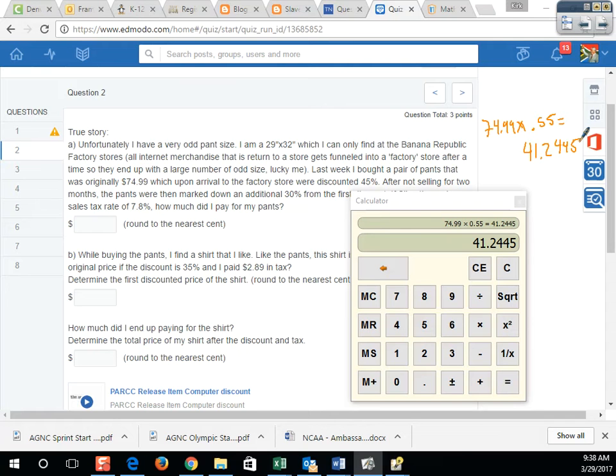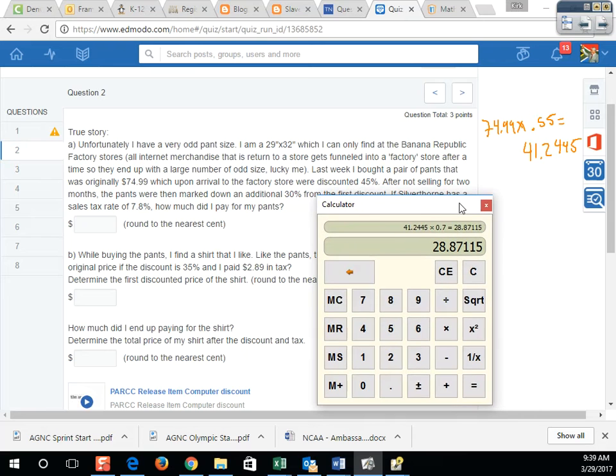So now I take that discounted price and I multiply it by 70%, because if I take 30% away, that means 70% remains. So times 0.7. And so I get a sales price of $28.87. But wait, I still have to pay tax on that.